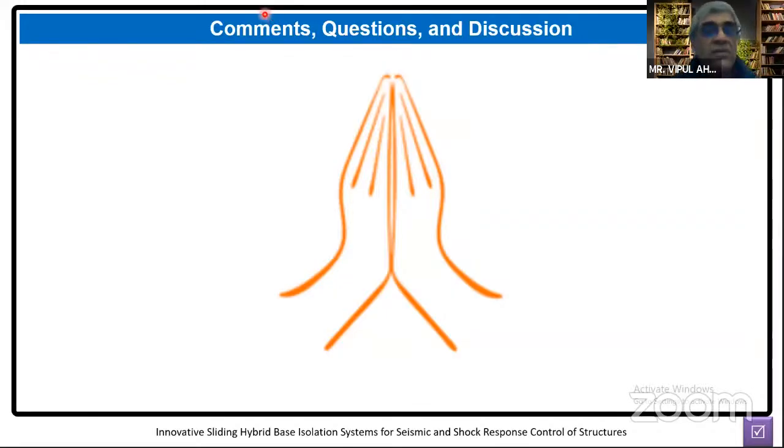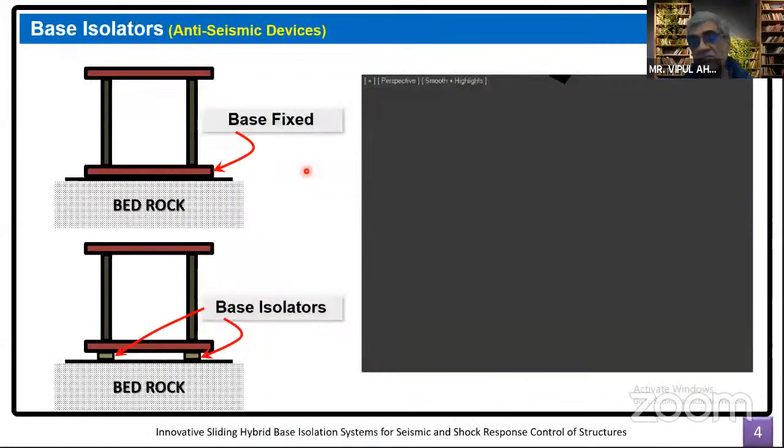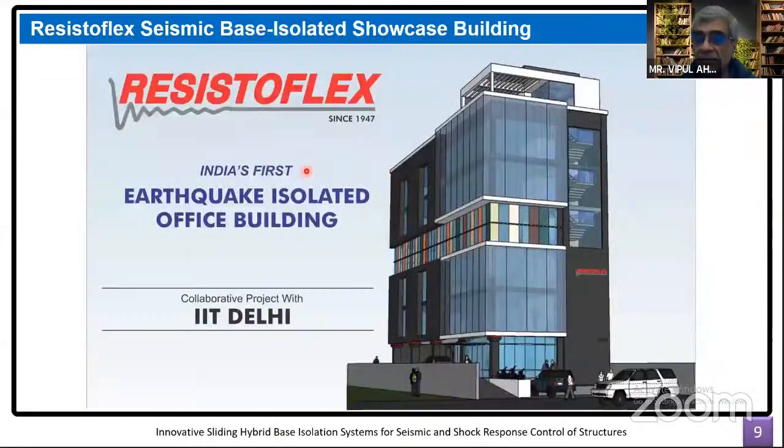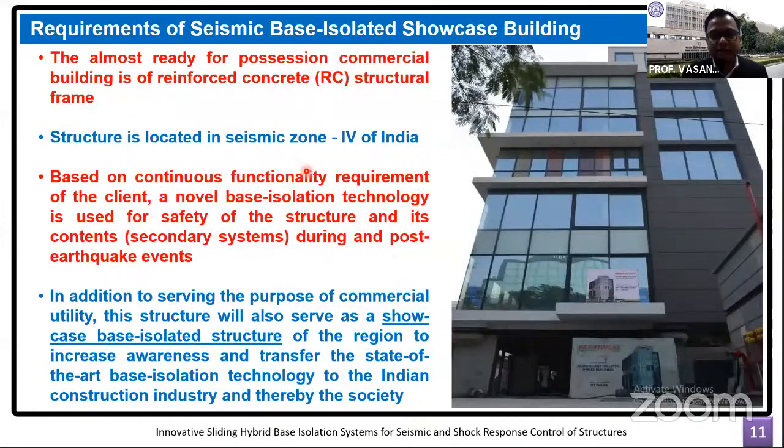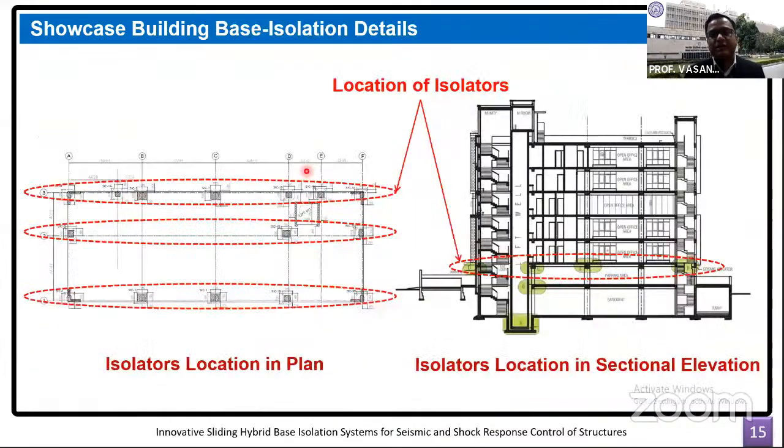So, there are a few things that we had earlier discussed that you would like to deliberate upon a little bit. I think one is, what is the advantage of the sliding mechanism over the elastomeric action? Additionally, in the context of safety of occupants and equipment and secondary systems, what are the advantages?